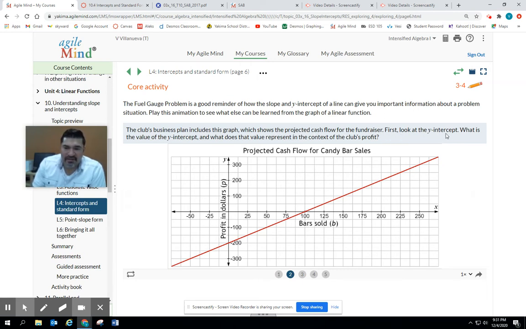First, look at the y-intercept. What is the value of the y-intercept, and what does the value represent in the context of the club's profit? So here is our y-axis, and here's our function. They meet right here. Here's our y-intercept. It is at minus 200. Now, notice over here we have profit in dollars and then number of bars sold. Okay, so remember, we bought $200 worth of candy bars, so we're actually at a negative 200 here.